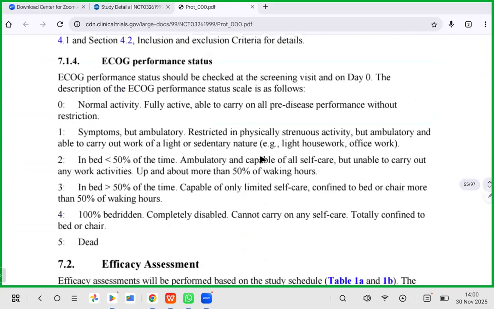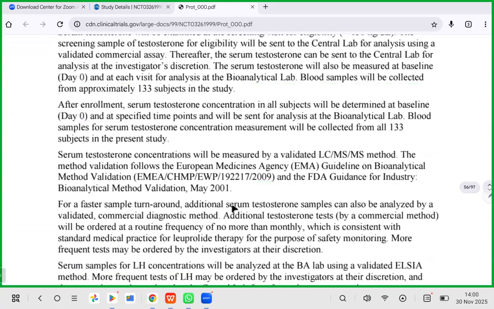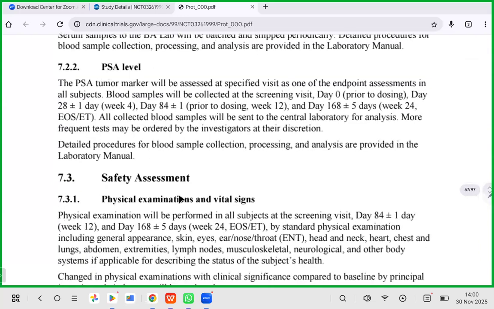There is one more section called the statistical analysis section.